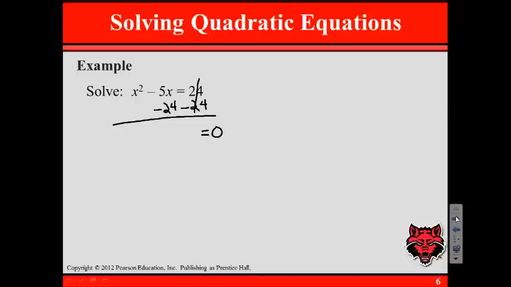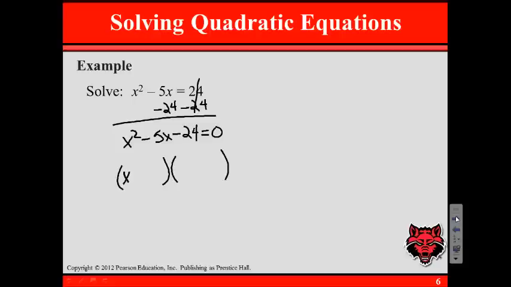On the left side, 24 is not a like term with the other two terms. So we rewrite it as x squared minus 5x minus 24. Don't try to combine the 24 with the 5x or the x squared. Now at this point, we go through the factoring process of x squared minus 5x minus 24. We see that there is not a greatest common factor other than 1. We also see that the coefficient of x squared is 1, so we don't have to go through the factoring by grouping process.